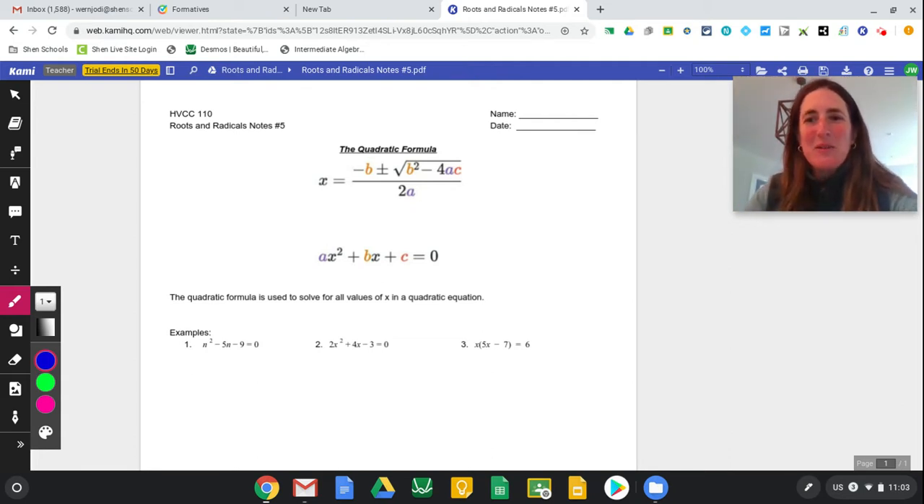Today we're going to do roots and radicals, notes number 5. We're going to do the quadratic formula, everybody's favorite. X equals negative b plus or minus square root b squared minus 4ac, divided by 2a. It will help you find the roots, or what the value of x is in the quadratic equation. So it's actually solving for the value of x, and since it involves a radical, it's in the radicals chapter.